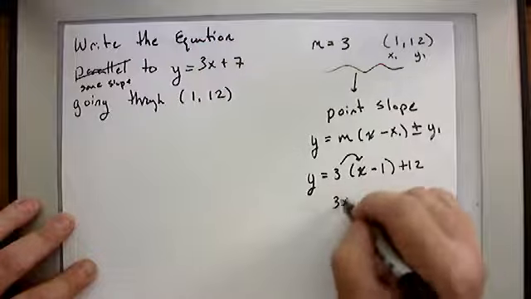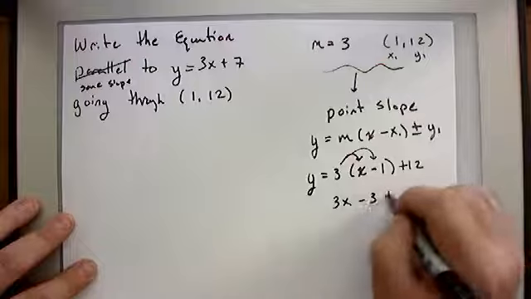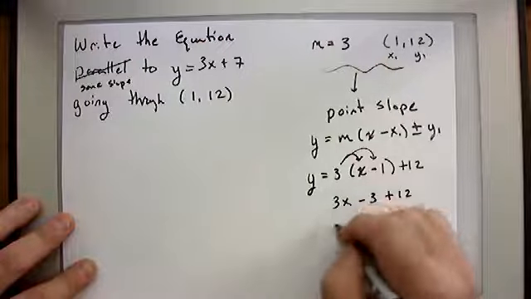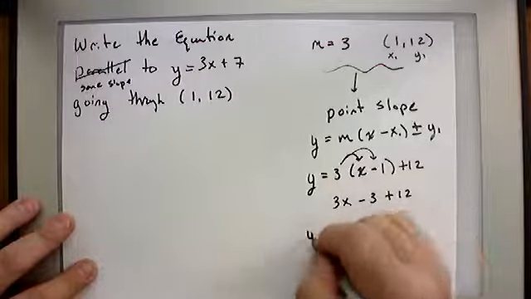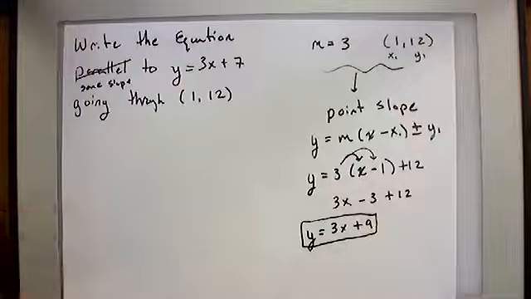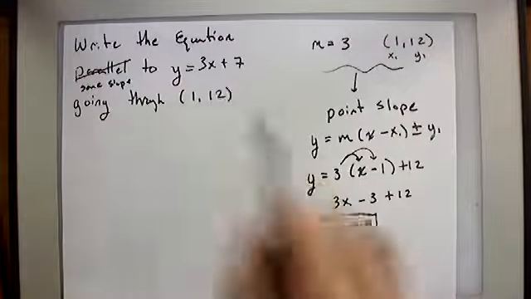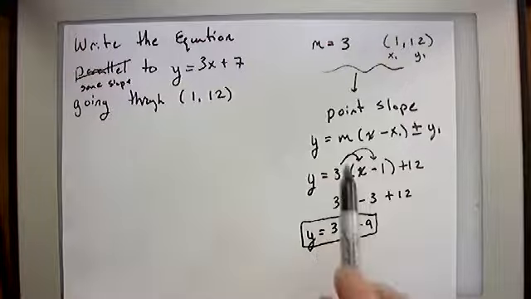3 times x is 3x. 3 times -1 is -3, plus 12. Don't forget the plus 12. 3x, -3 plus 12, that's plus 9. Y equals 3x plus 9. Does that make sense as an answer? Well, is it parallel to that line? Yeah, 3x and 3x. So you know at least that much is true. Okay?